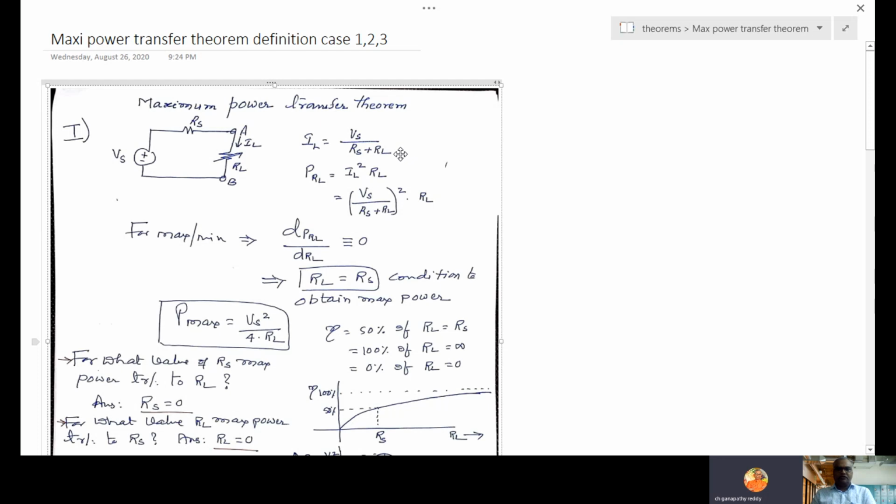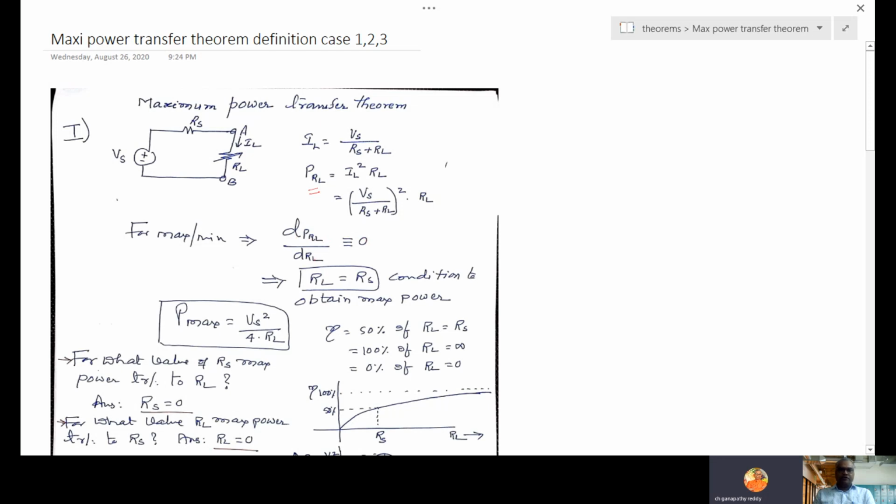Replacing IL with Vs by Rs plus RL, we get PRL equal to (Vs by Rs plus RL) square into RL. Now for this power to be maximum, its derivative should be 0. Derivative with respect to RL, because the load is variable, and we want to know for what value of RL this power is maximum. Mathematically, for a maximum or minimum, the differentiation should be 0. So we are equating this derivative to 0.